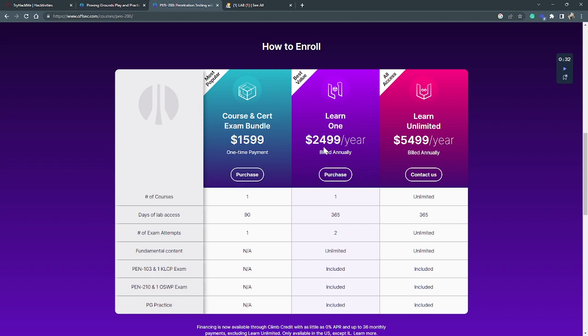It's definitely possible. Now, for me, I ran through the Learn One subscription. What do you get in it? You get the course, obviously. And the big difference here is that you're going to get a full year of access to the labs.